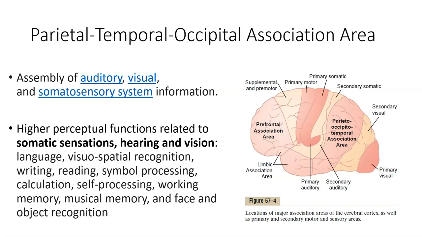So if someone has an impairment in this area, they may have difficulty with face and object recognition. They may have difficulty reading. They may have difficulty with symbol processing. And again, when we cover specific diagnoses, we will talk about this area. So for now, just file it in your brain somewhere, in your prefrontal cortex.